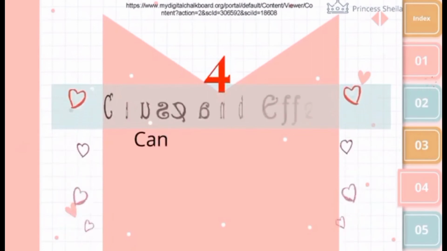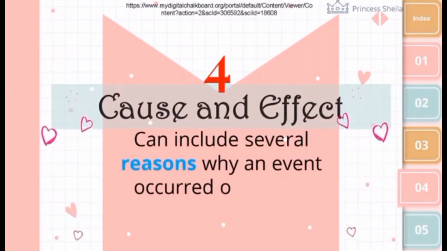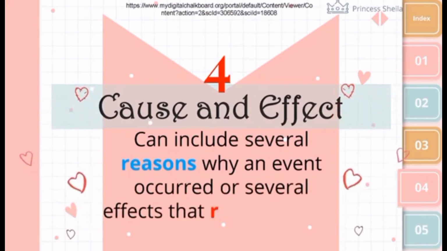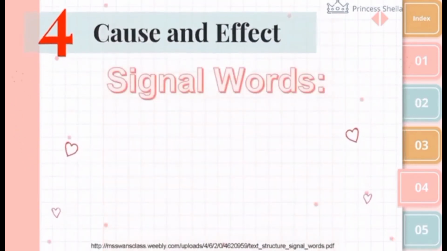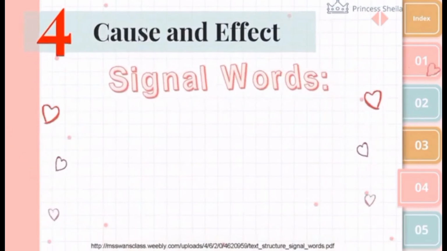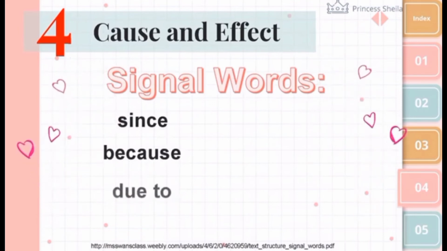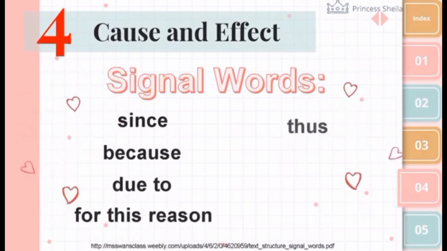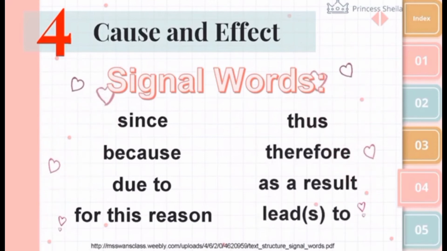Fourth is cause and effect. It includes several reasons why an event occurred or several effects that resulted from a cause. These are the words that show a cause and effect relationship. Since, because, due to, for this reason, thus, therefore, as a result, and lead or leads to.